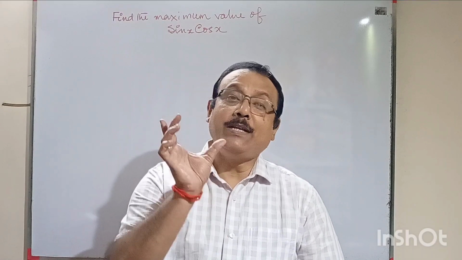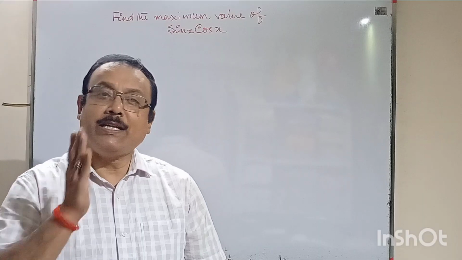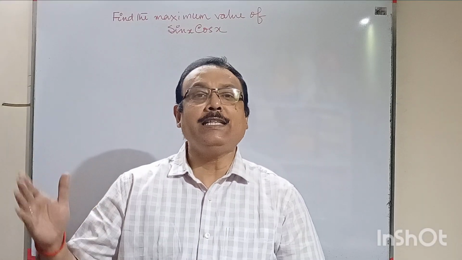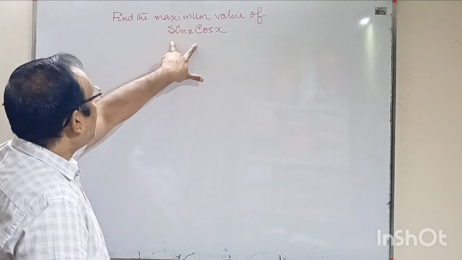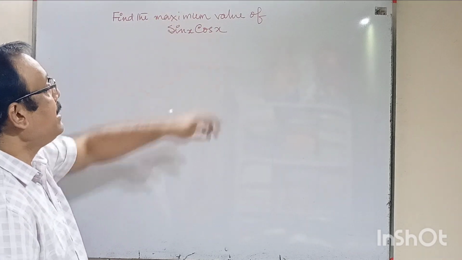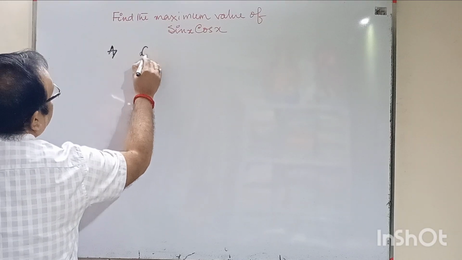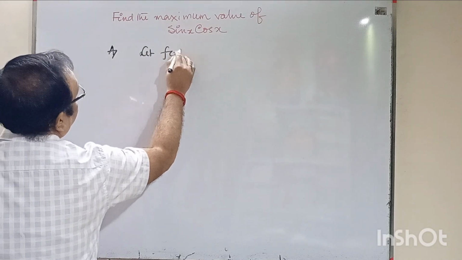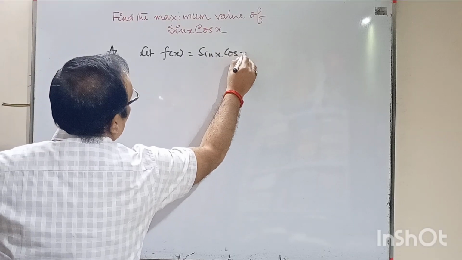We know that if the double derivative of the function is less than 0, then it is a maximum, and if the double derivative is greater than 0, then it is a minimum. So they have asked us to find the maximum value of sin x cos x. How to go about it? Let f(x) is equal to sin x cos x.